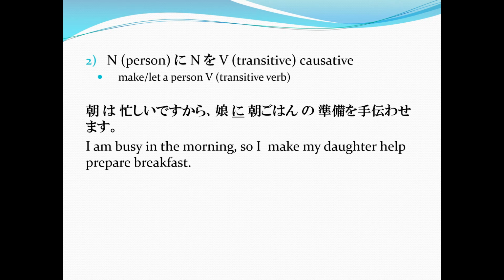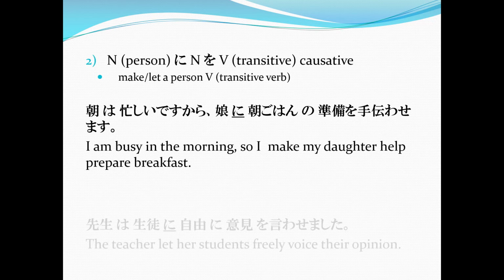Asa wa isogashii desu kara musume ni asa gohan no junbi o tetsudawasemasu. Again, asa wa isogashii desu kara musume ni asa gohan no junbi o tetsudawasemasu. Or, I am busy in the morning, so I make my daughter help me prepare breakfast. So we use the transitive verb tetsudaimasu in the causative form, which is tetsudawasemasu, letting the person do or making the person do a certain verb.